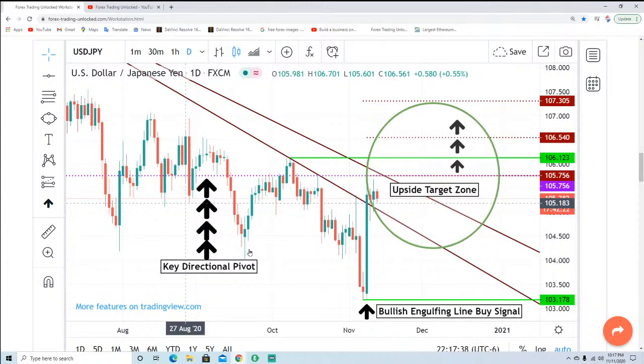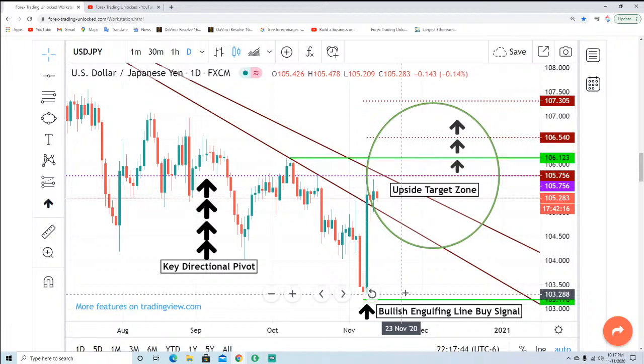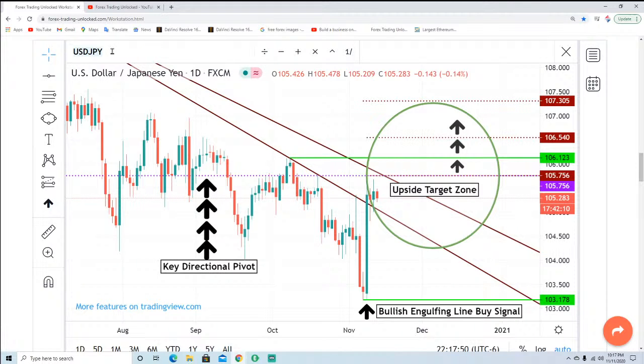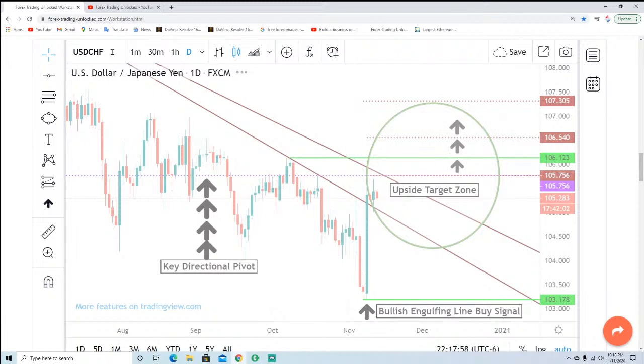Now, this one had planted a lower move low. It did make a higher move high. Now, this volatility is something I want you to take a look at. This is a very extreme move that happened over the course of one session into the others, meaning that dollar strength really prevailed. Now let's go back to the US dollar Swiss.